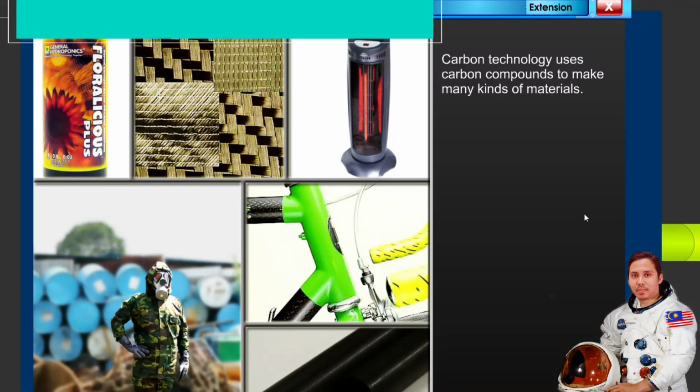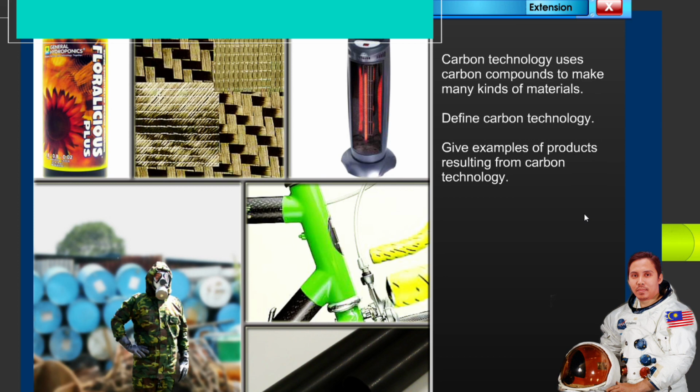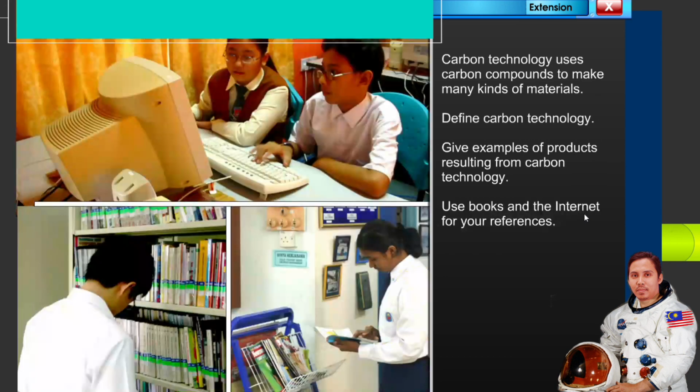Technology uses carbon compounds to make many kinds of materials. Define carbon technology. Give examples of products resulting from carbon technology. Use books and the Internet for your references. Present your findings to the class.